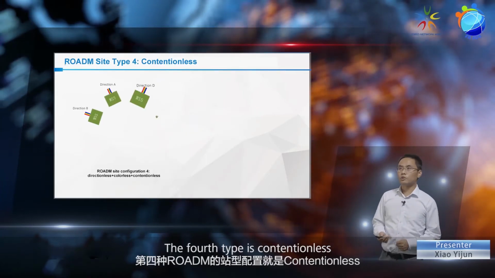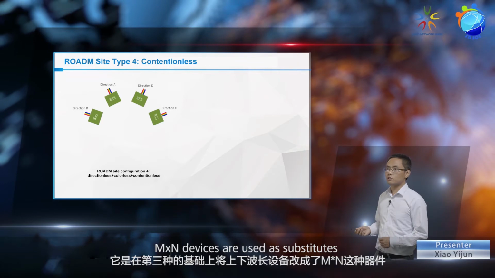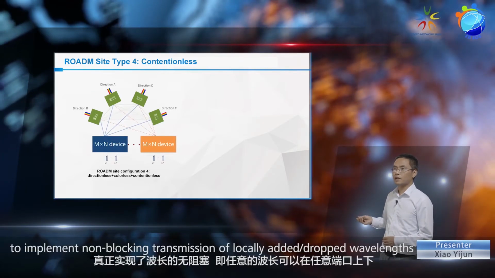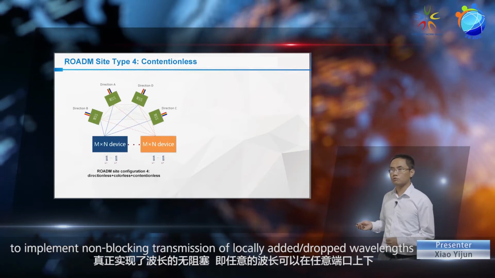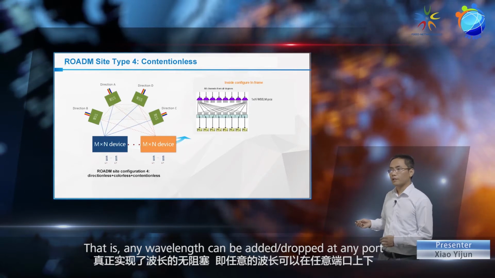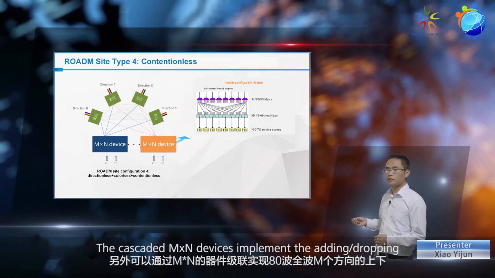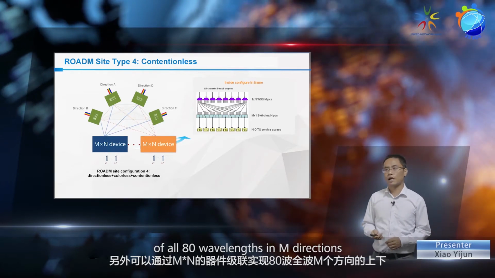The fourth type is contentionless. At contentionless ROADM sites, M/N devices are used as substitutes to implement non-blocking transmission of locally added/dropped wavelengths. That is, any wavelength can be added or dropped at any port. The cascaded M/N devices implement the adding/dropping of all 80 wavelengths in M directions.